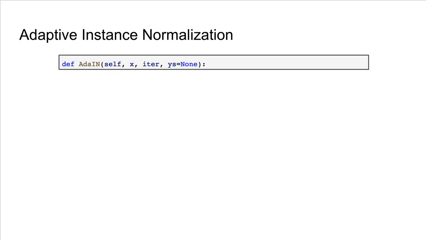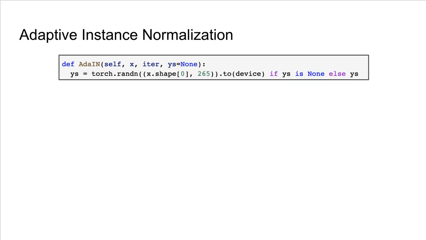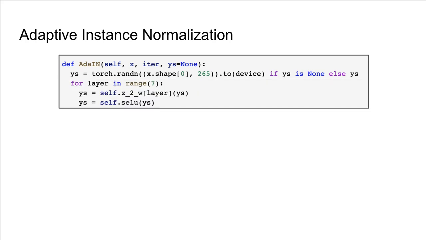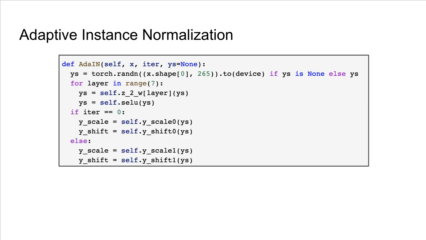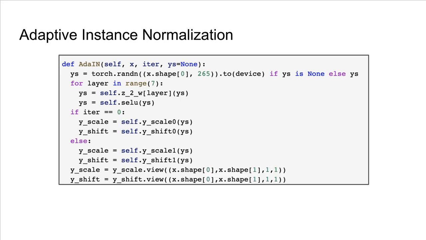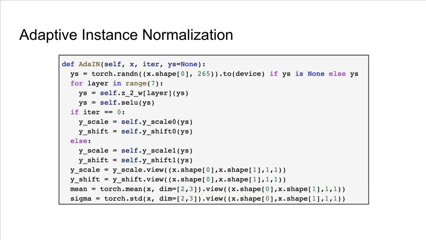So, how does the adaptive instance normalization function work? It receives the input to be normalized, whether it's the first or second normalization of the block, and if needed, an external noise. If no noise is given, we generate one here, and pass it through the first 7 fully connected layers. Then, depending on the iteration argument, we use the appropriate output layers. We add 2 dimensions to the output so we can later use broadcasting and calculate the mean and standard deviation across the height and width dimensions.